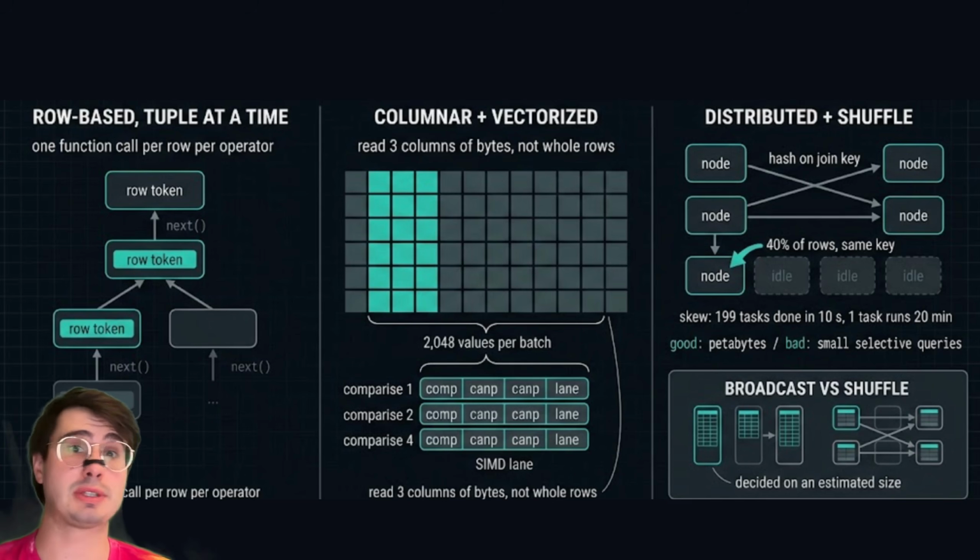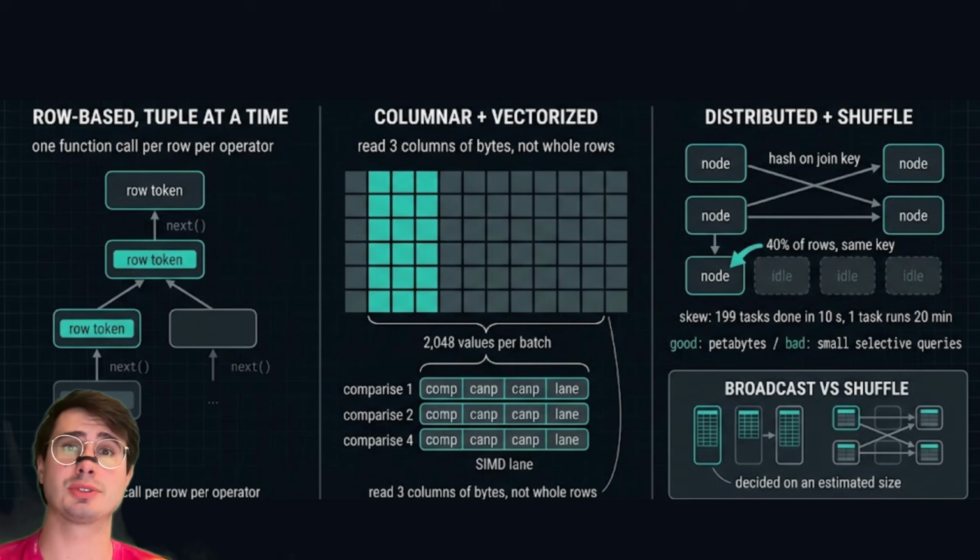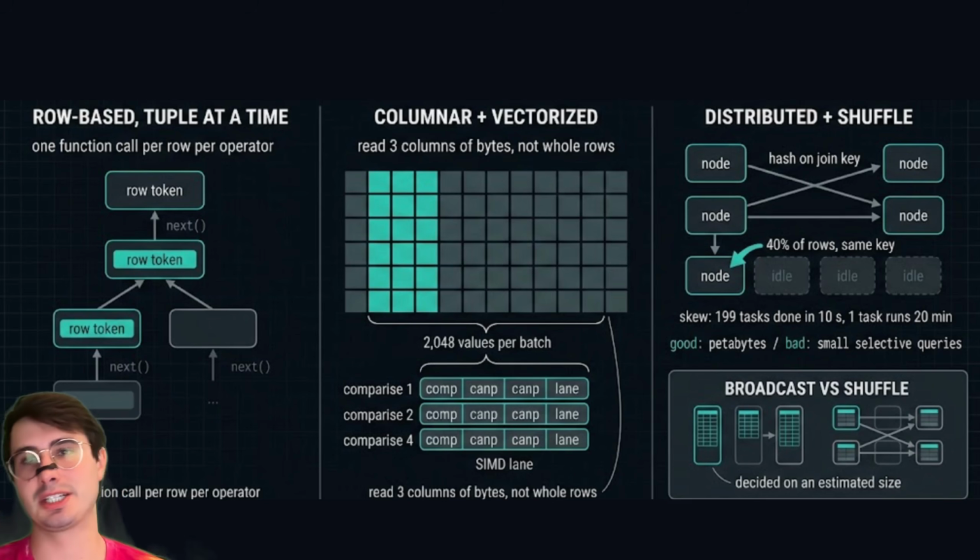DuckDB's batch is 2048 values, and instead of a function call per row, you get a function call every 2048 rows, where the inner loop is a tight loop over an array with no branching, and the CPU can use SIMD instructions to do several comparisons per cycle, so the per-row overhead basically vanishes. And that's the reason DuckDB can embarrass Postgres in analytical scans. It's nothing to do with the optimizer being smarter, it's just a better fit between how data sits on disk and what the query needs to touch.